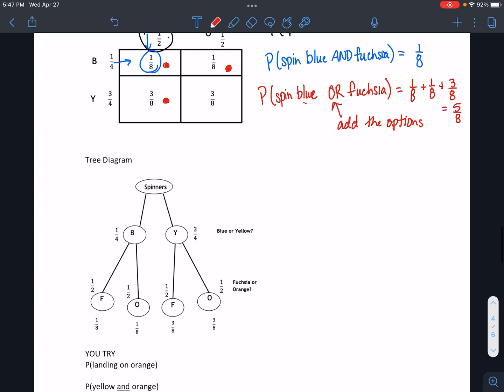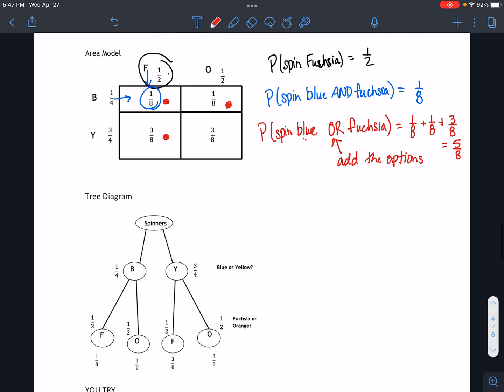There's another diagram that we're going to use to represent the exact same scenario, and this is called a tree diagram. We start by showing one event in all of the ways it can split off, and then for that first event, all of the options that split off from there. So first option for the spinner, we have blue or yellow. If we've spun blue, we have options of fuchsia and orange. However, if we've spun yellow, we still have options of fuchsia and orange. So that's how we can read the tree diagram.